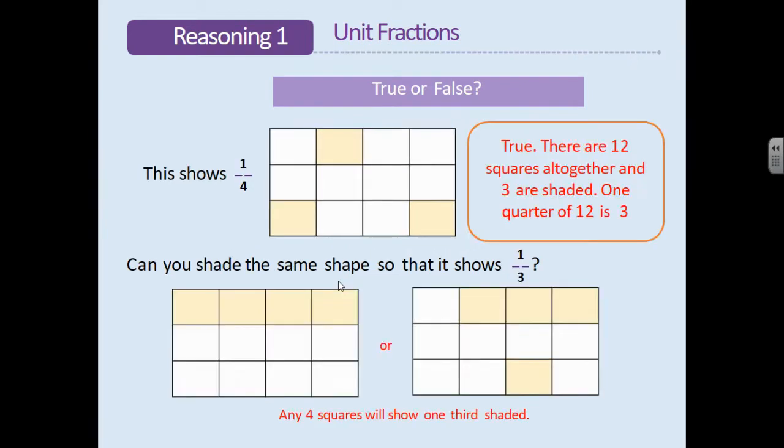Right, let's have a look at it. So, this one is true. There are 12 squares altogether and 3 are shaded. 1/4 of 12 is 3. Now, this one, any 4 squares will show 1/3 shaded. So 1/3 of 12 would have been 4. So you could have done it this way or this way.